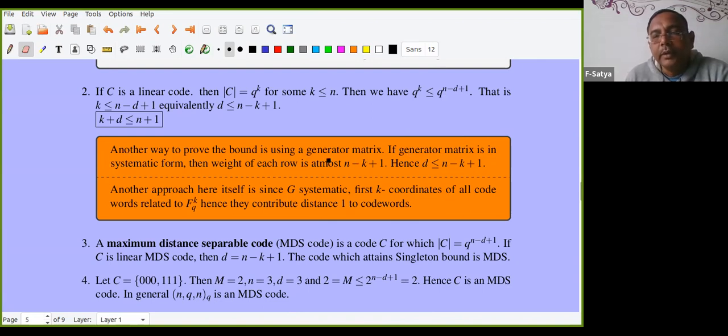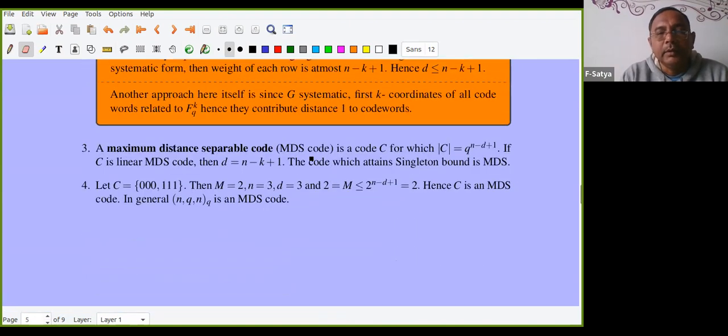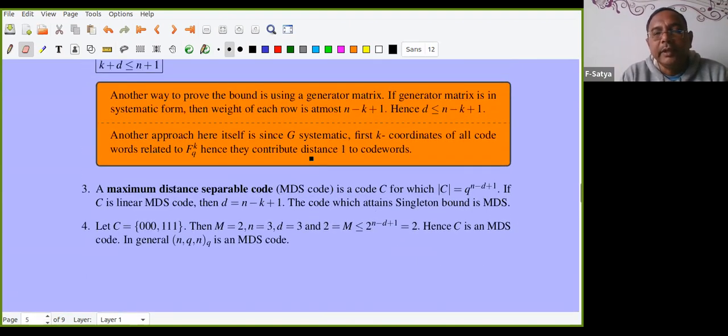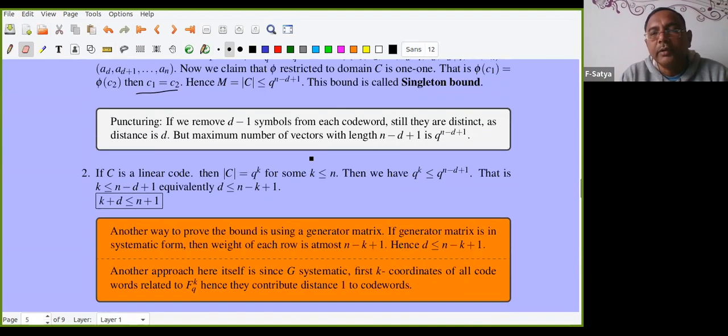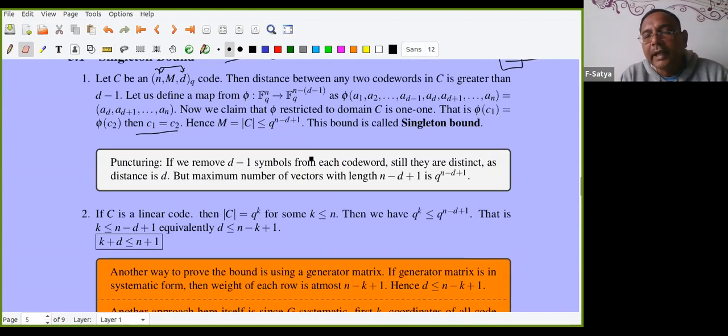Do you remember? We have a generator matrix, first I and then the systematic form. You take each row; the maximum weight can be n minus k plus 1. The weight of one vector is less than or equal to n minus k plus 1, so the distance of the code is less than or equal to n minus k plus 1, right? That is where this definition comes from. Finally, the conclusion is that if you fix n and k in the linear code, then d is bounded by this.